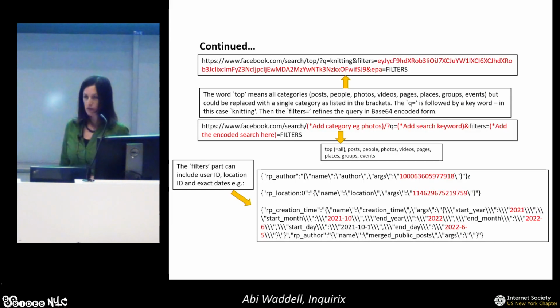The following shows how a search query can be constructed. So this is an example. The word top means all categories, such as posts, people, or photos, but you could just use a single category. The Q equals is followed by a keyword, in this case, knitting. And then the filters parameter, which refines the query, can also include user ID, location ID, and exact dates. The query is then base64 encoded and run from the URL.